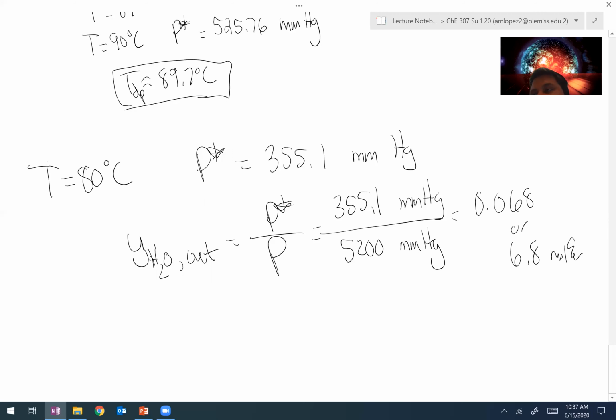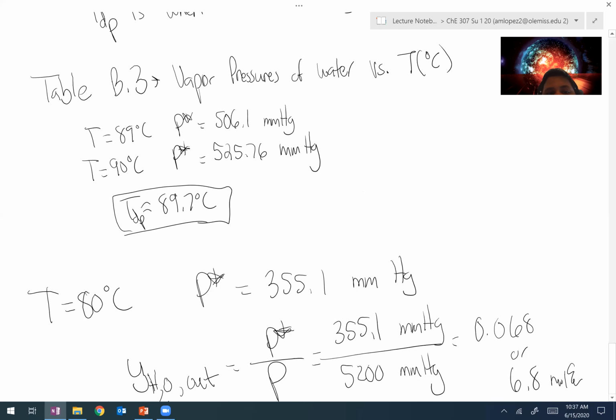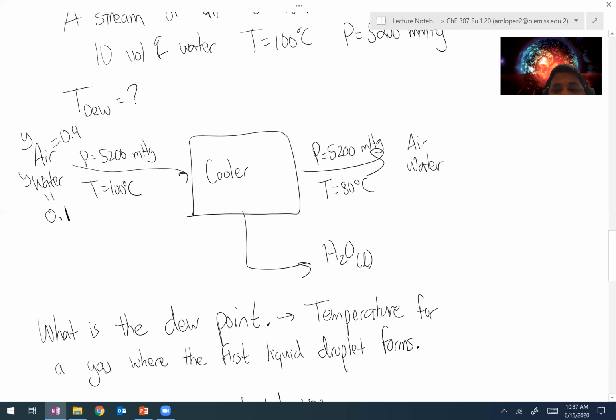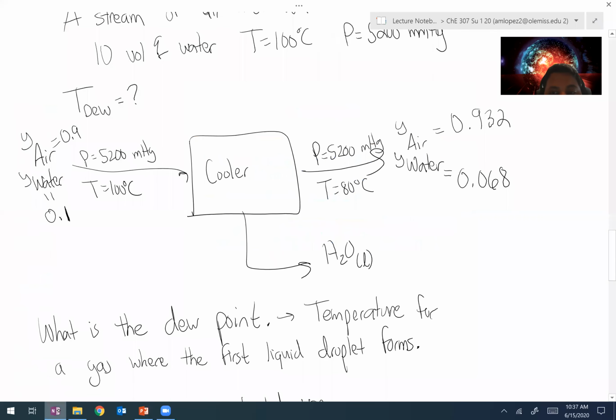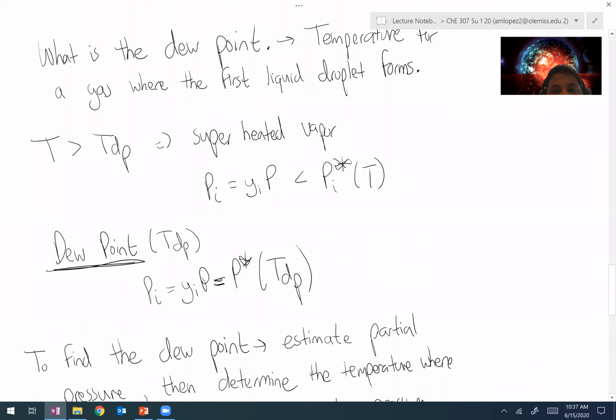So we went from 10 mole percent down to 6.8 mole percent. So now this becomes 0.068 and this becomes 0.932. And the difference between the two leaves as liquid water. And so that's the final air composition.